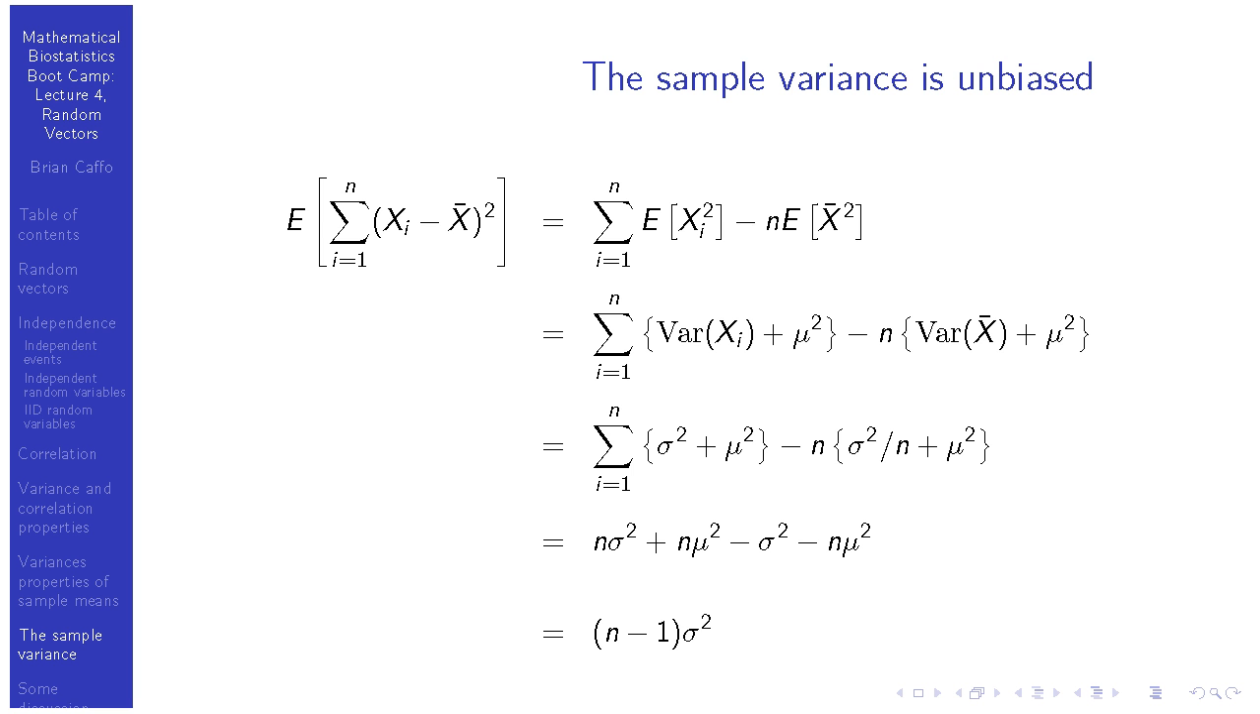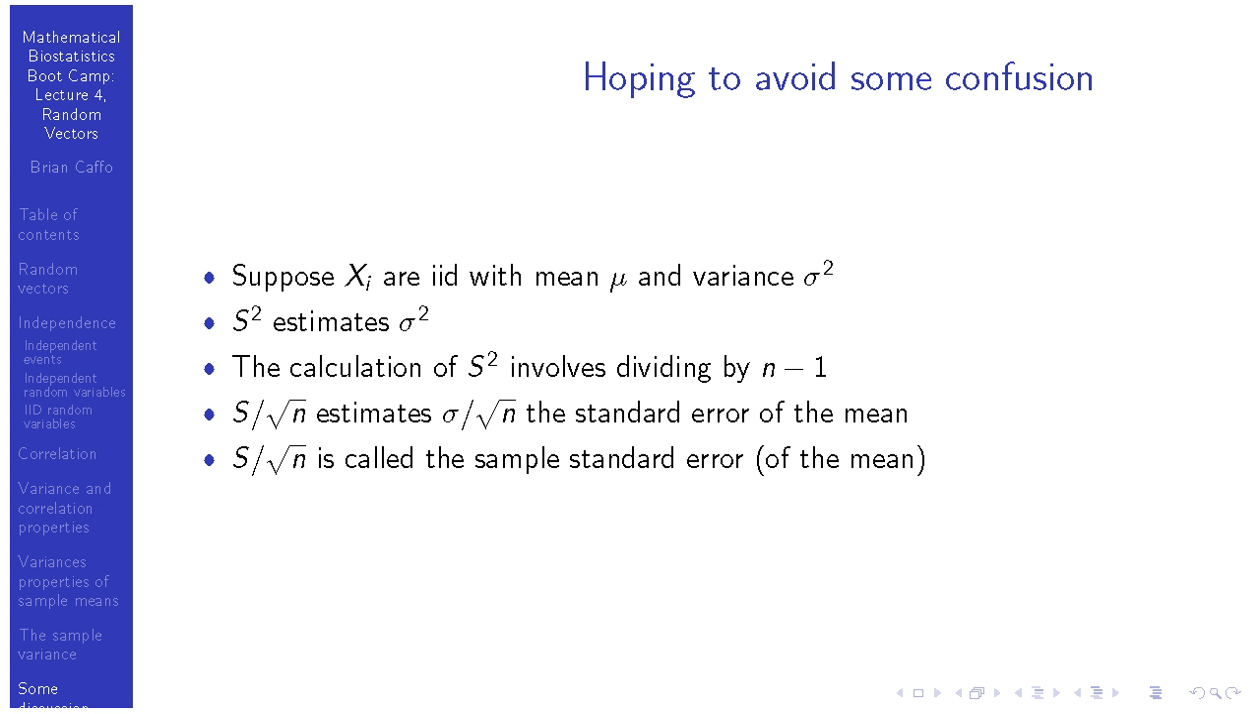One of the confusions that always comes up seems quite simple. We divide by n minus 1 when we calculate the sample variance. People have a tendency to confuse that with the n that we divided by when we talked about the standard error of the mean. So let's just try to avoid some of this confusion. Suppose you have a bunch of observations that you're willing to model as IID with population mean mu and population variance sigma squared. Then the sample variance s squared estimates the population variance sigma squared. The calculation of s squared involves dividing by n minus 1, and we just spent forever talking about the difference between dividing by n and dividing by n minus 1.